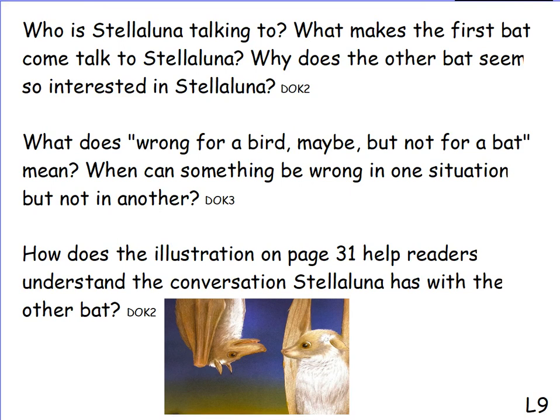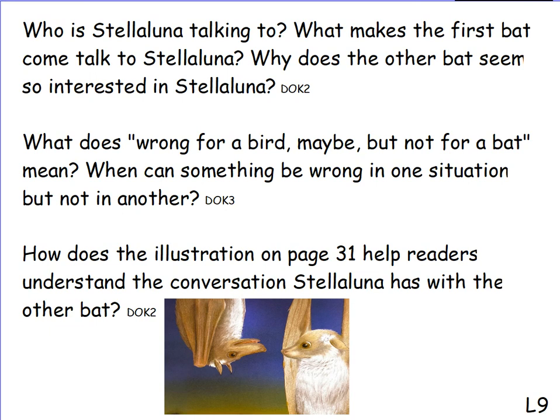Think about our passage that I read today. What does wrong for a bird but not for a bat mean? Think about when Stellaluna was hanging by her thumbs and the bat was talking to her. What did the bat mean? When else might something be wrong in one situation but not in another? Think about that and share your answer with us on your paper.